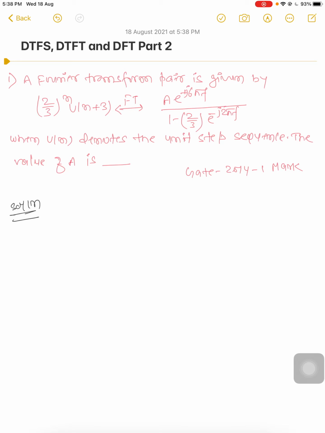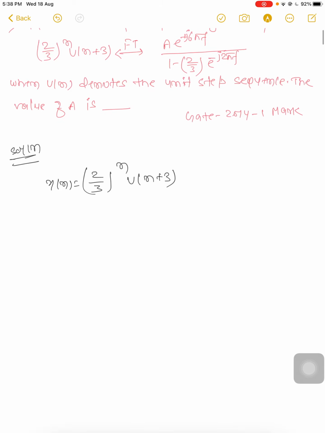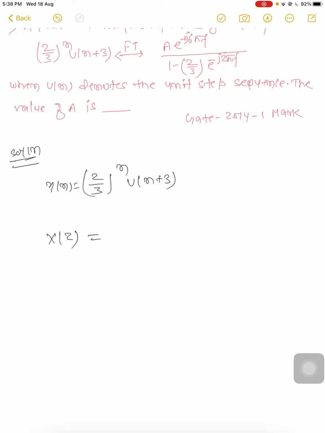Let's start by comparing with the Z transform. Let us consider x(n) equals (2/3)^n u(n+3). It means our signal will start from minus 3. Why are we taking the Z transform? Because after that we can put z equals e^(jω), and then you will get the Fourier transform. Recently I have covered the Z transform, so it will be easy to understand.